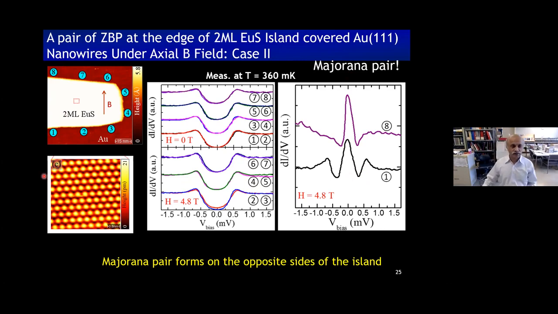So you can clearly see these Majoranas appear on the opposite sides of the island, whereas in the rest of the region, nothing happens. There's of course some filling of the conductance, because applied magnetic field also creates some extended states in the superconducting gap region.